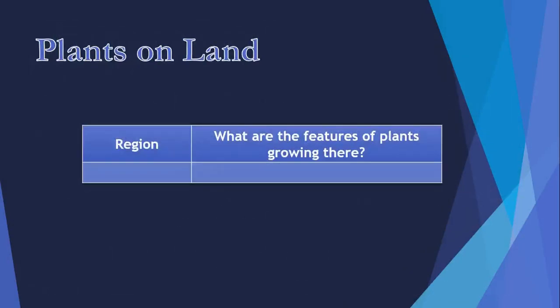Now put the video on pause and draw the table in your notebook. Have you completed it? Good. Now all of you open your content book on page number 39. Observe the pictures of plants growing in different regions and identify the region and the features of plants growing there and fill in the table.